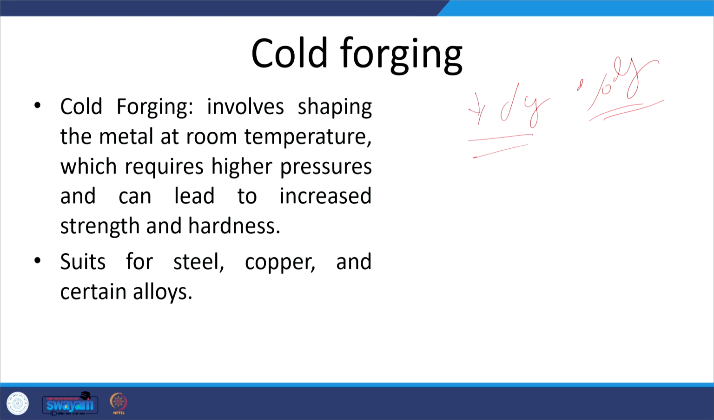But when the cold forging is done, we get the benefit of work hardening, increased hardness, increased strength. So, cold forging involves the shaping of the metal at room temperature, but it requires very high pressure to cause the plastic deformation. But due to the work hardening, we get the increased strength and the hardness, and it suits steel, aluminum, copper, and other alloys.